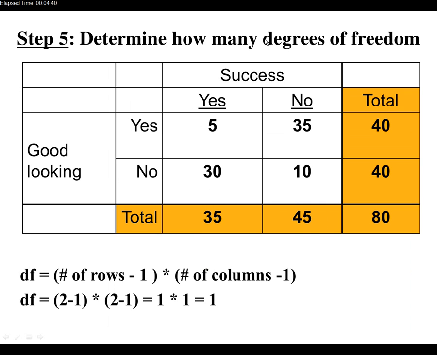Step 5, determine how many degrees of freedom there are. The degrees of freedom equal the number of rows minus 1 times the number of columns minus 1. How many rows? 2. How many columns? 2. Minus 1 equals 1, times 1 equals 1 degree of freedom.